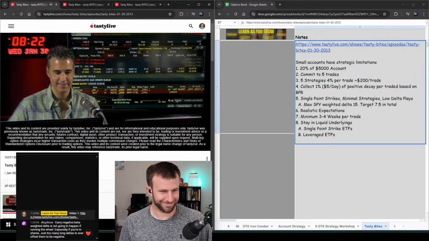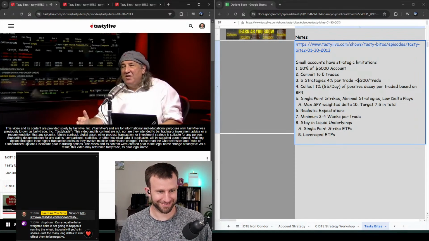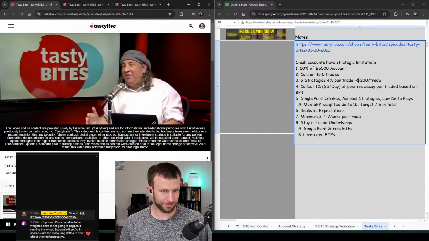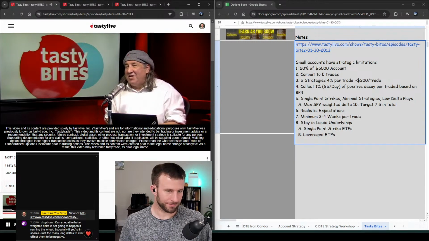This is the process that I'm going to take. These are just the first 2 trades. I'm going to put both of these trades on today. These are going to be my first 2 TastyBite trades in my $5,000 account.